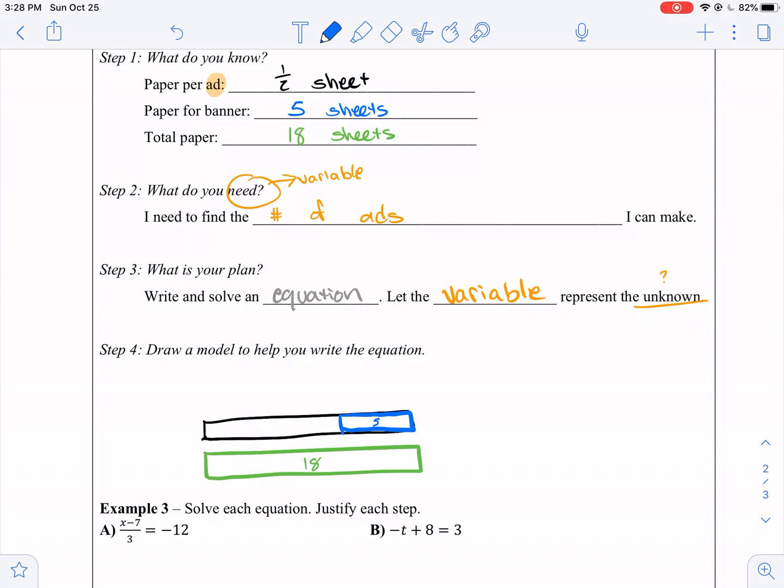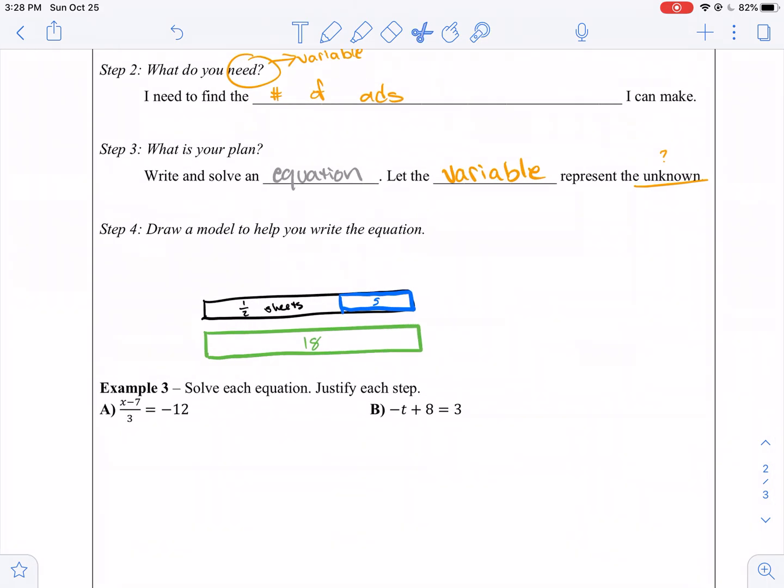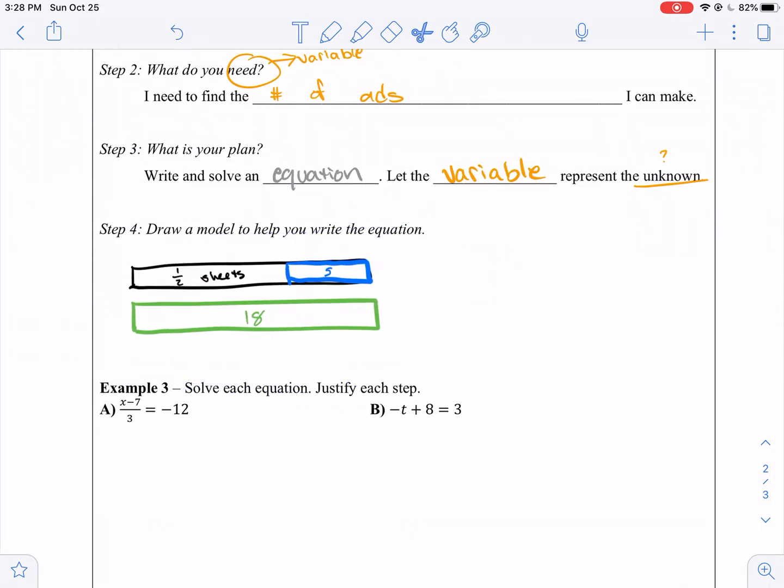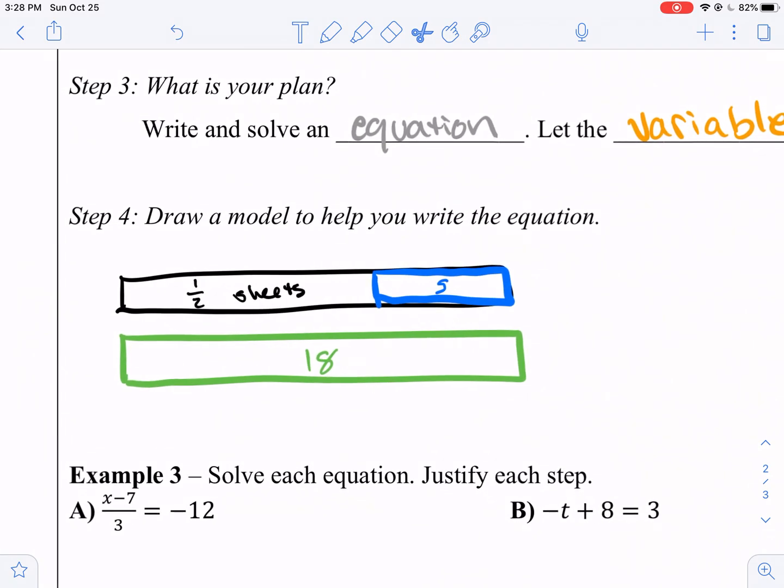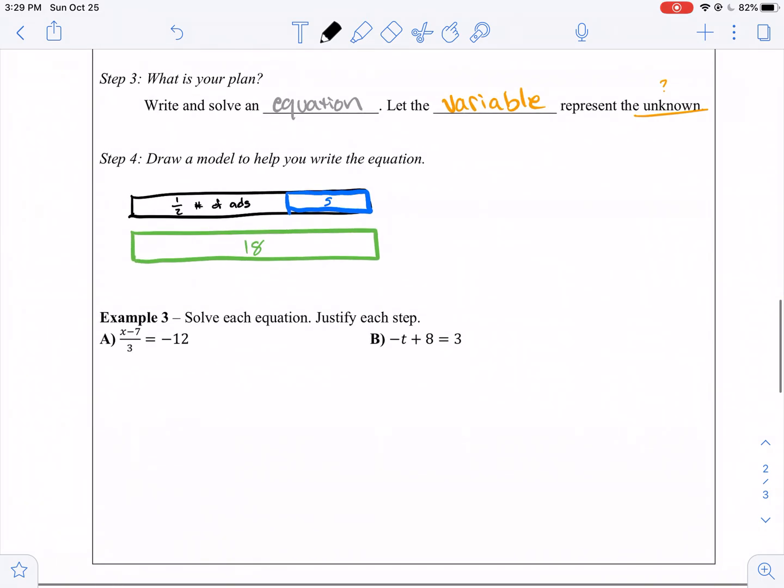There's my banner. Now with the rest of the space that we have, however many I have left, these are going to be made into half sheets. So we're going to end up multiplying by 2 to find out what that number is. Half of the number of ads will be whatever is left in this space.